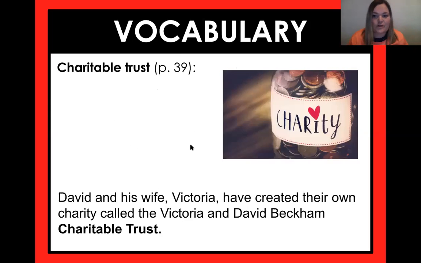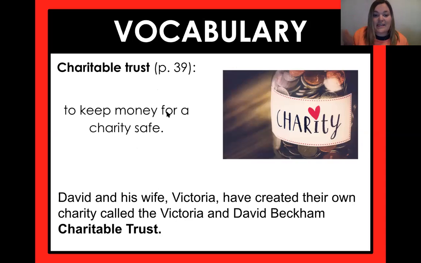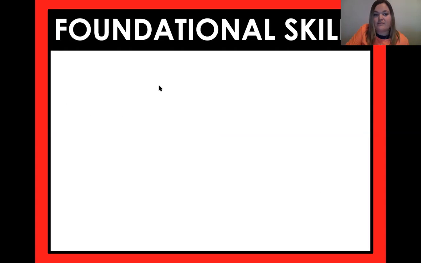What about this one, fourth graders? It is a charitable trust. This sounds a lot like charity, fourth graders. David and his wife, Victoria, have created their own charity called the Victoria and David Beckham Charitable Trust. So what do you think that means? It is to keep money for a charity safe. It's where you put the money to keep it safe.